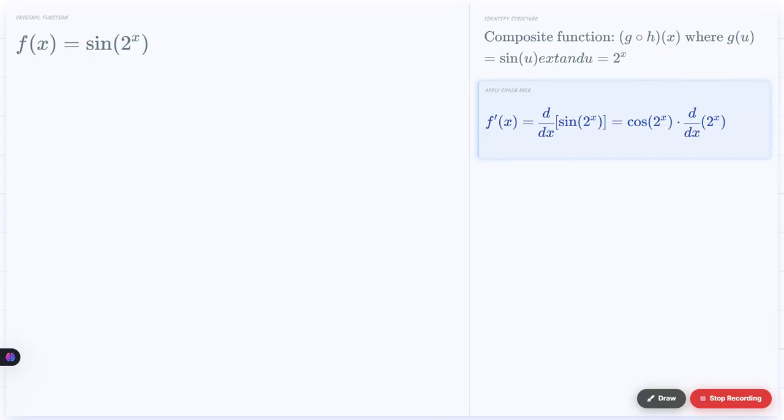We apply the chain rule to f prime of x. We do this to find the derivative of a function that has another function inside it. The chain rule says we must multiply the derivative of the outside by the derivative of the inside.